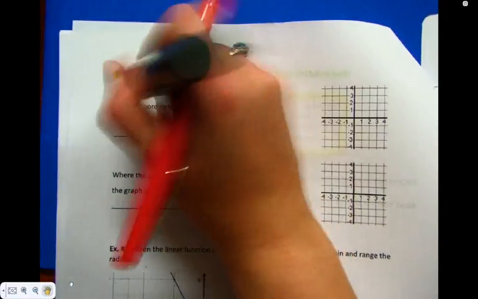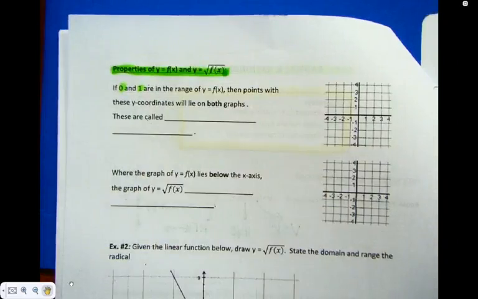Zero and 1 are always key points on these graphs. So if 0 and 1 are in the range of y equals f of x, what that means is they're y values. These points with these y coordinates will lie on both graphs. They're the only points where that's going to happen because they're the only points that are their own square roots.